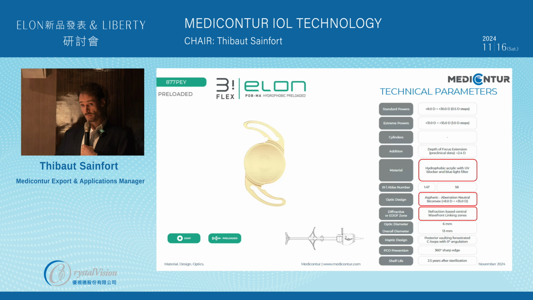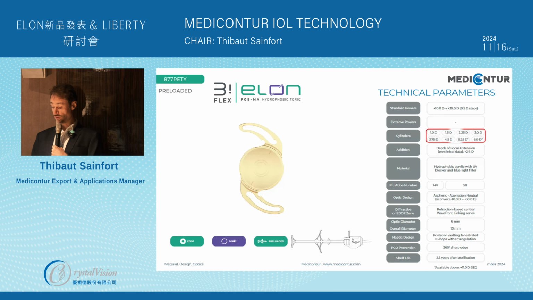And as with every premium lens, it's key to correct the corneal astigmatism, as little as it is, if you want to improve your results. So of course we do have a toric version available from cylinder 1 up until 6.